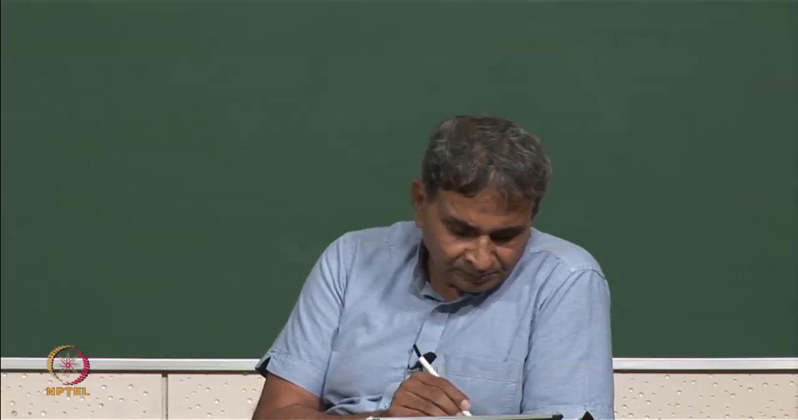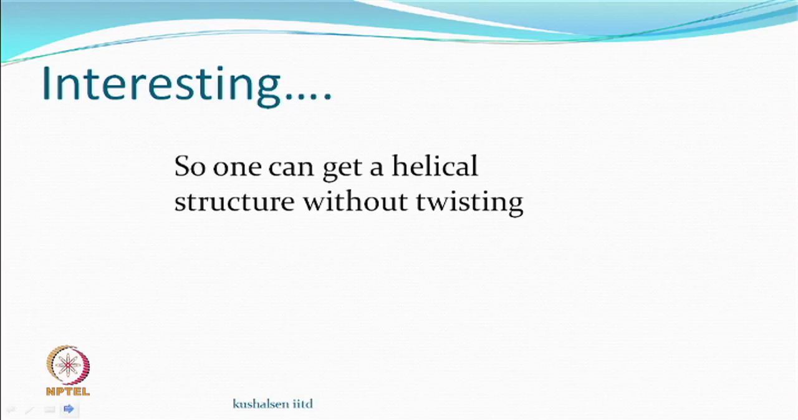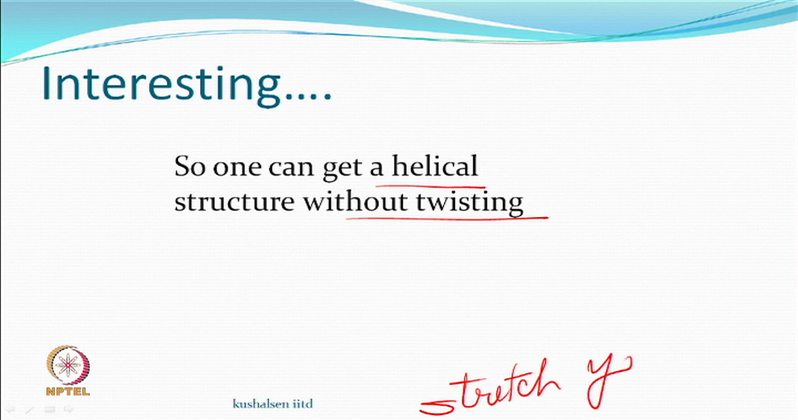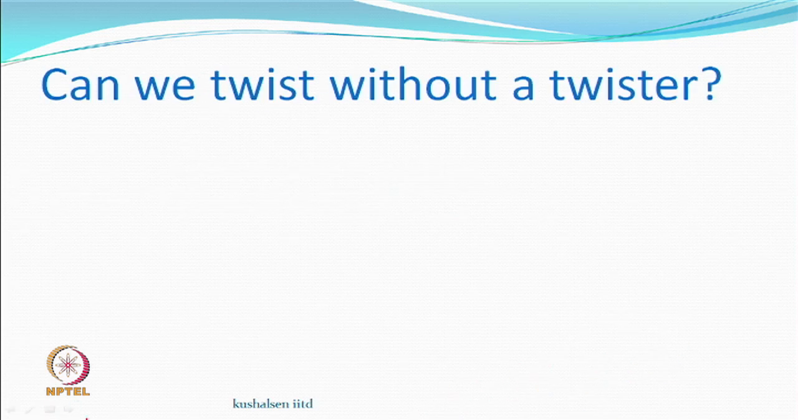So, this is the principle. So, interesting part is that you can get a helical structure without twisting and get of course stretch yarns. So, this is one part which we thought was interesting, that you could make a helical structure without any twisting, just passing over an edge. A helical structure is useful.